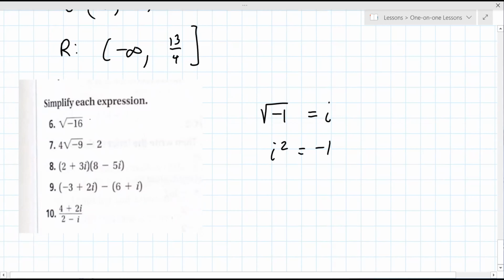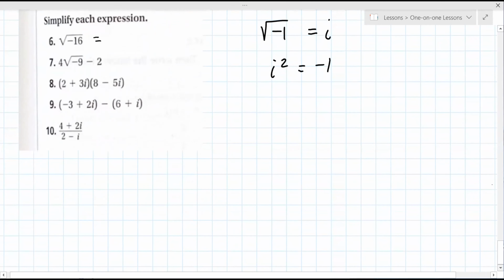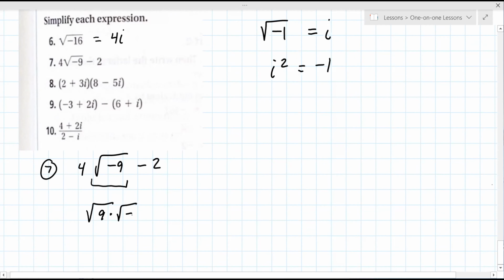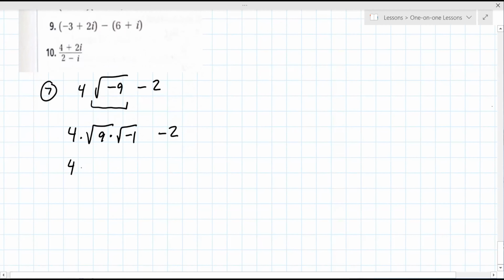Okay. So for 6, do you know 6? Do we need to cover that? Can you tell me the answer? It's 4i. Number 7, I'll write down here just because there's a few more things going on. The square root of negative 9 is really the square root of 9 times the square root of negative 1. This 4 is still out in front. The square root of 9 is 3. You are multiplying. Square root of negative 1 is i, minus 2. You can combine these, so it's 12i minus 2.